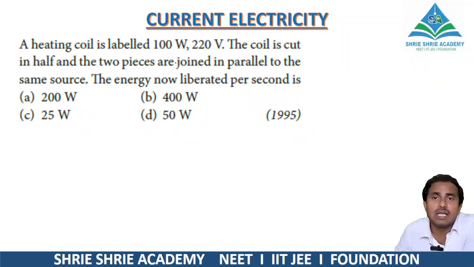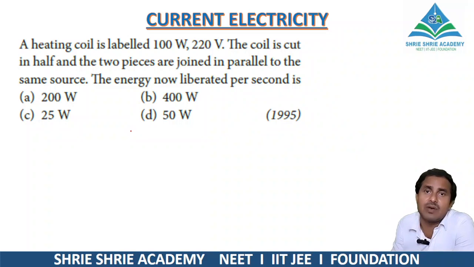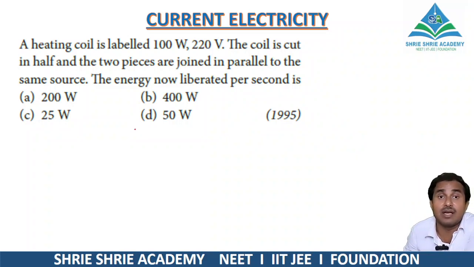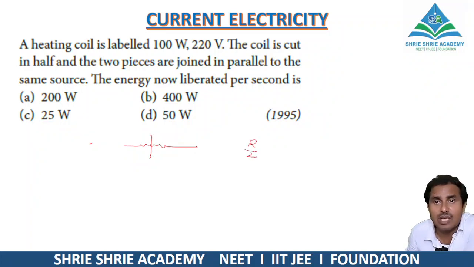Next, this is an important thing you should remember. A heating coil is labeled as 100 watt, 200 volt. The coil is cut in half, and the two halves are connected in parallel. Very, very important, everybody makes a mistake here. The heating coil is cut into two parts, so the resistance of each part will become R by 2. In the beginning, let us say the resistance was R. Before cutting, the heating coil had a power of 100 watt.